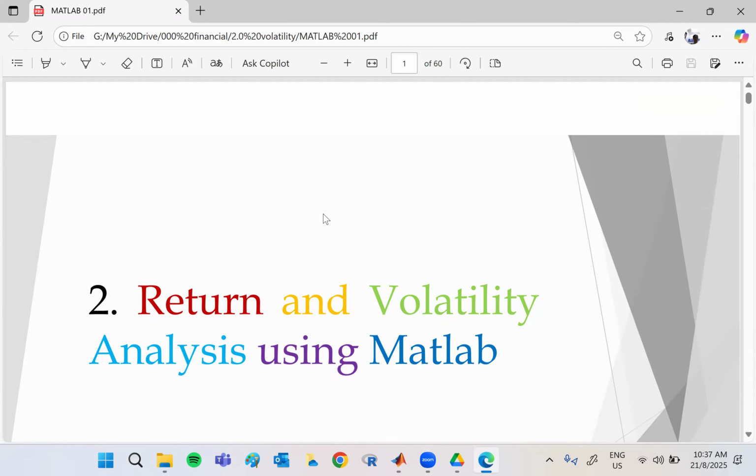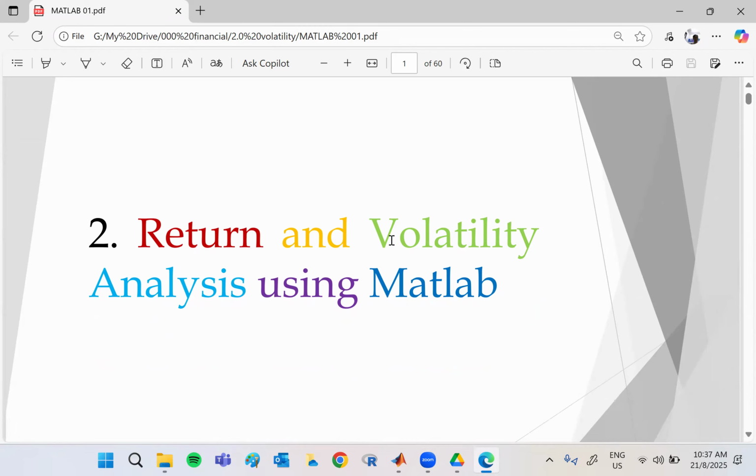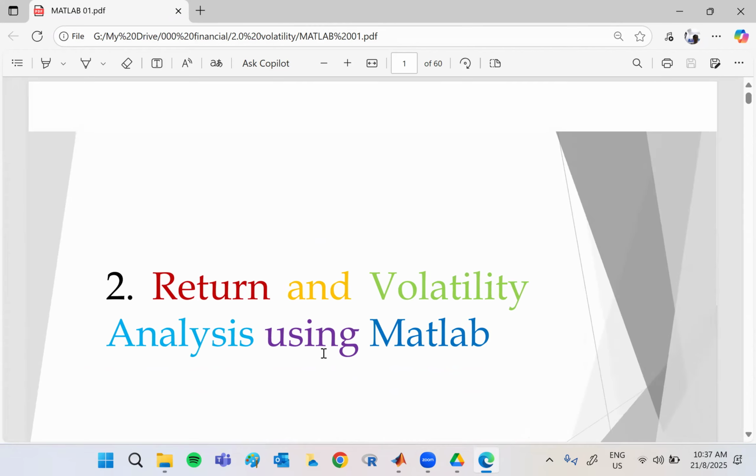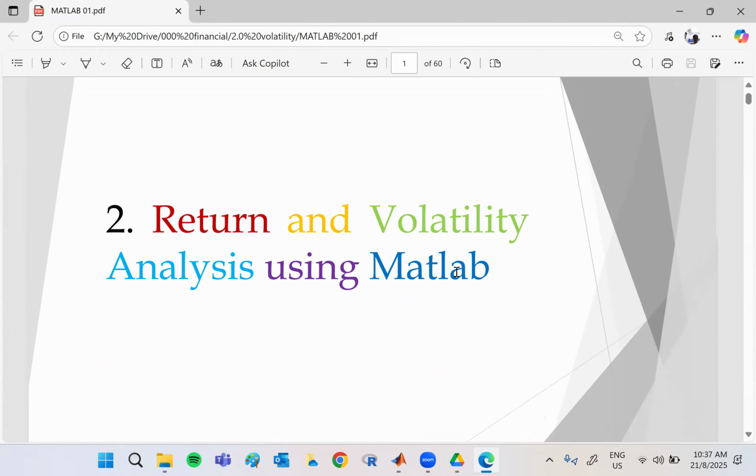So today we're going to talk about this particular topic, return and volatility analysis using MATLAB. Basically, we're going to use MATLAB to do some analysis.